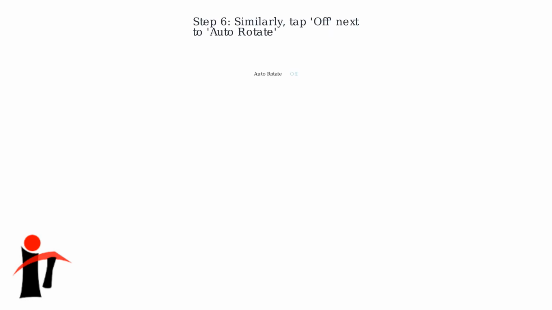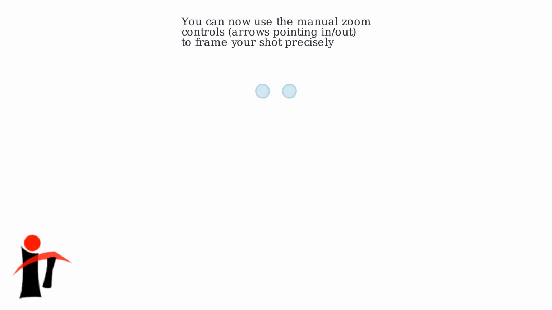Step 6. Similarly, tap off next to auto rotate to prevent automatic frame switching between portrait and landscape modes. You can now use the manual zoom controls, represented by arrows pointing in and out, to frame your shot precisely as desired. Note, these settings are app-specific if not set globally.